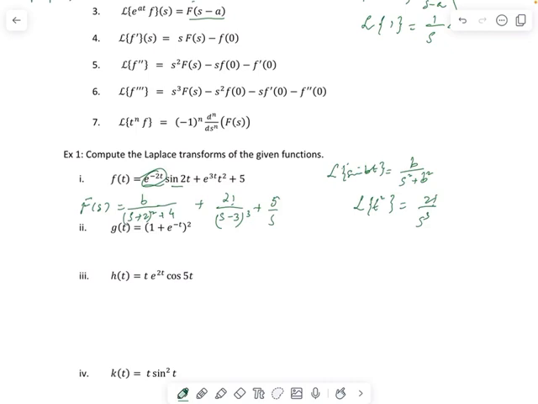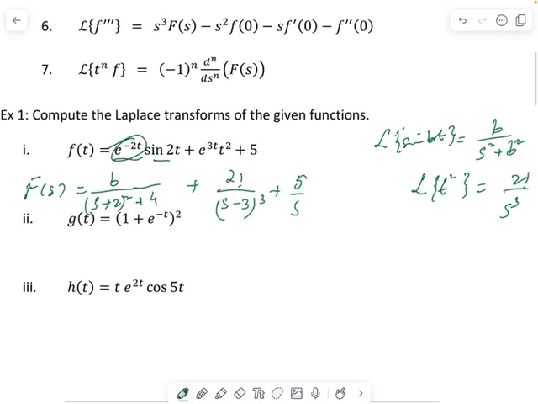Looking at the next one, g of t is equal to 1 plus e to the minus t, whole squared. Well, we don't have a formula for a function like this, but you can see that doing some algebra, you can write it as 1 plus 2 e to the minus t plus e raised to the power negative 2t.